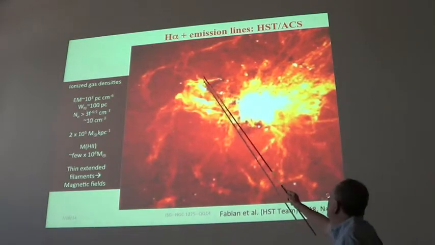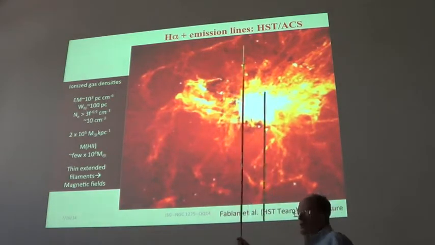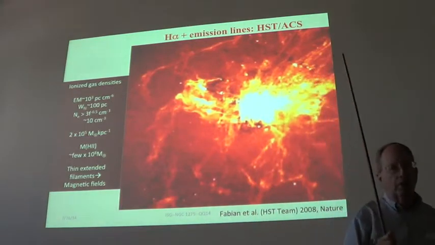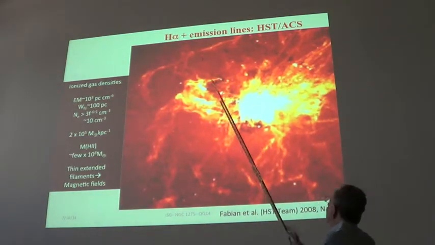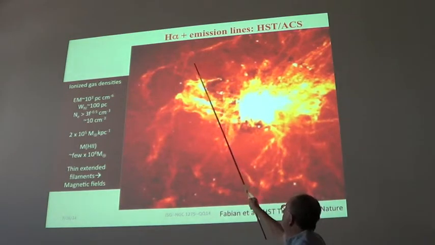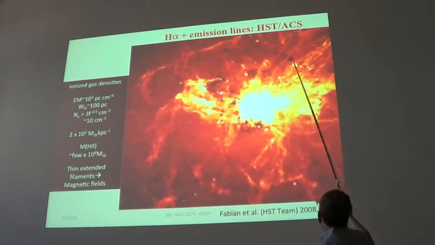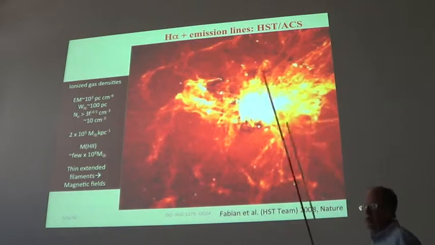The fact that the filaments are thin and extended strongly suggests magnetic stabilization. They don't seem to be part of anything else. There's nothing else around them. It's not as if they're filling in. And you often see these very, very long, thin structures.